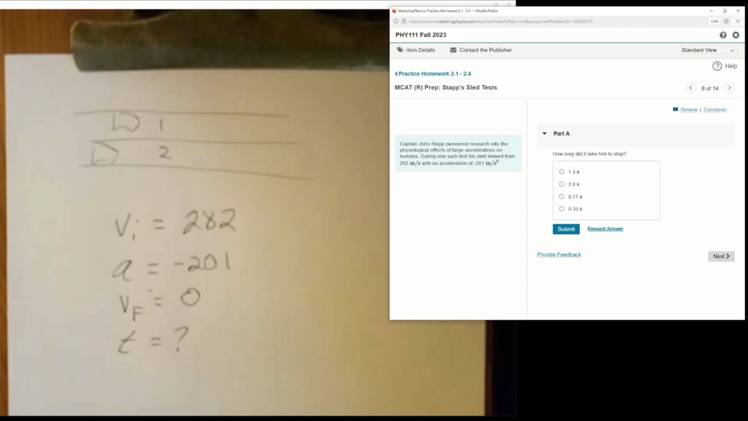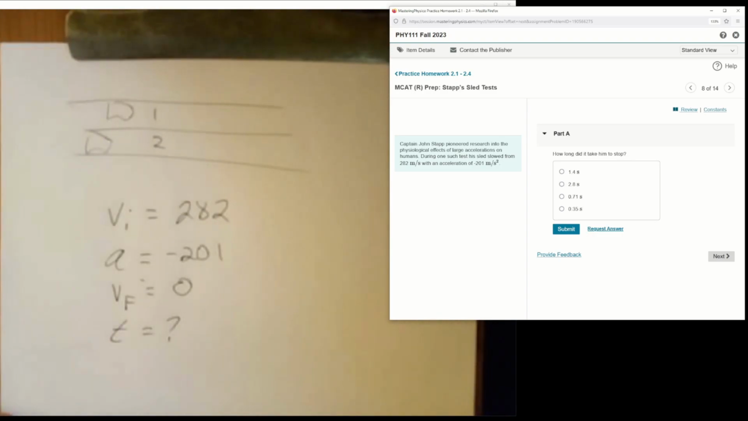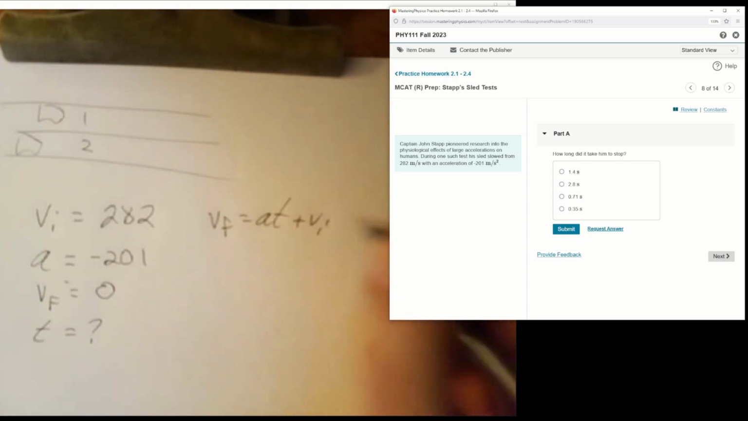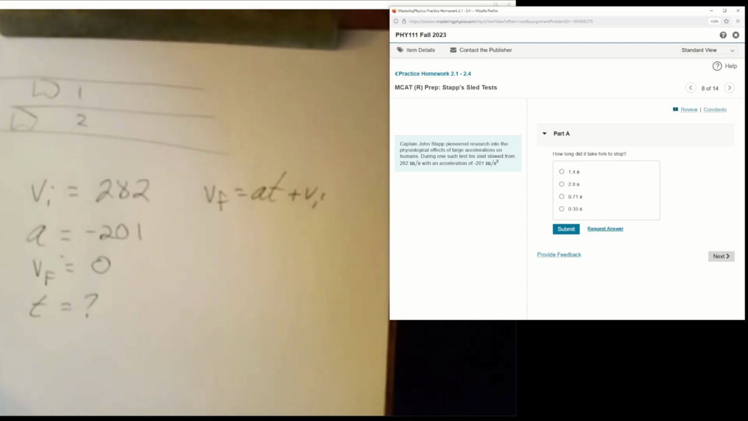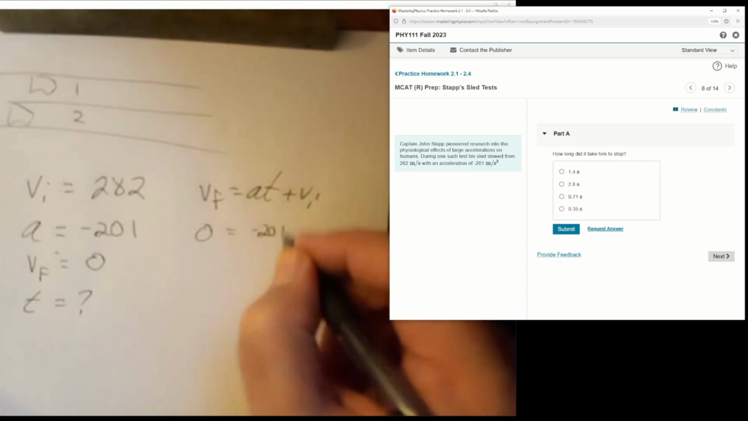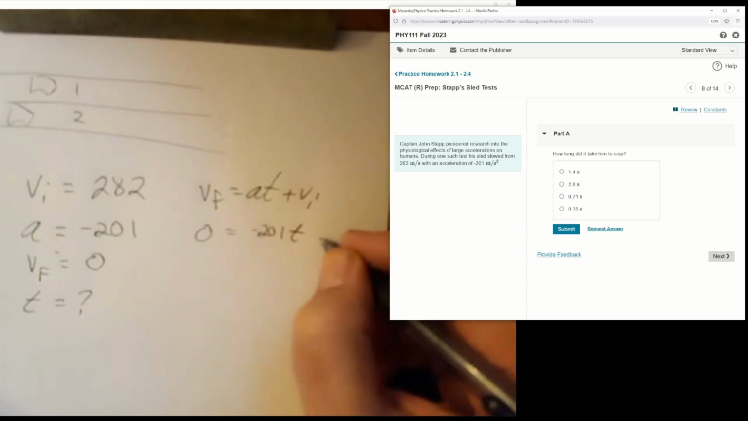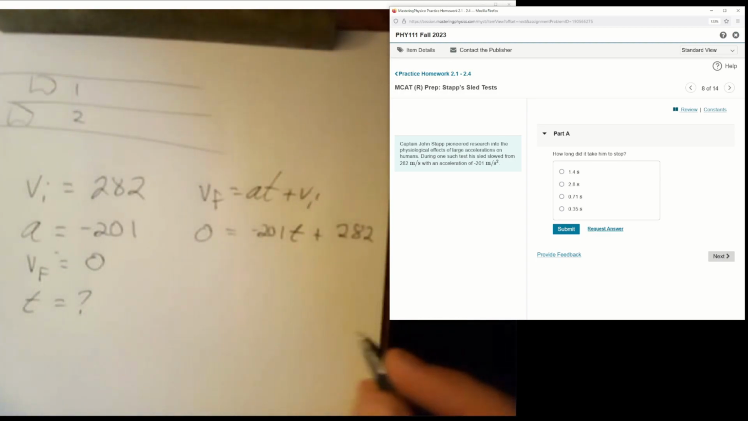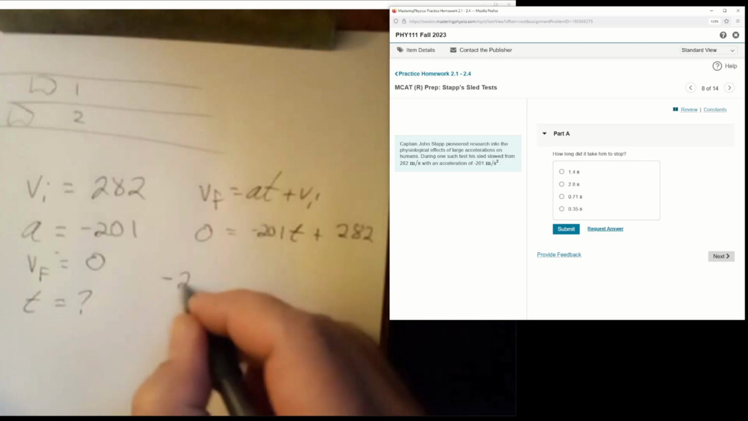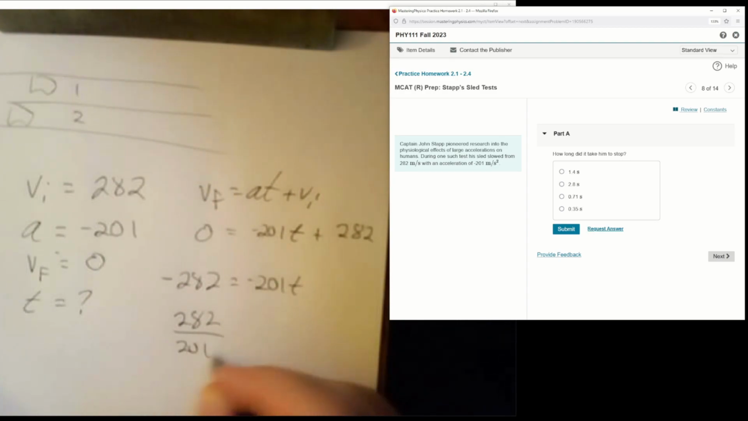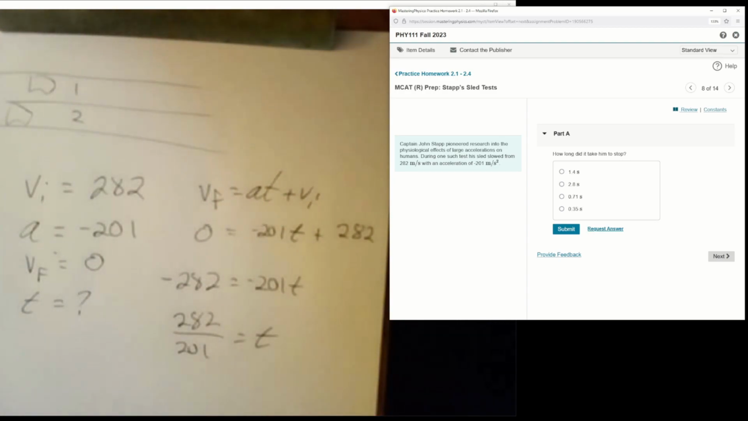And then we would look at our kinematic equations to see which one could solve this question for us. And that one would be that one there. So we have our final velocity, which is 0. We have our acceleration, t, and our initial velocity. And then we can just solve that algebra there. And, of course, pull out the calculator.